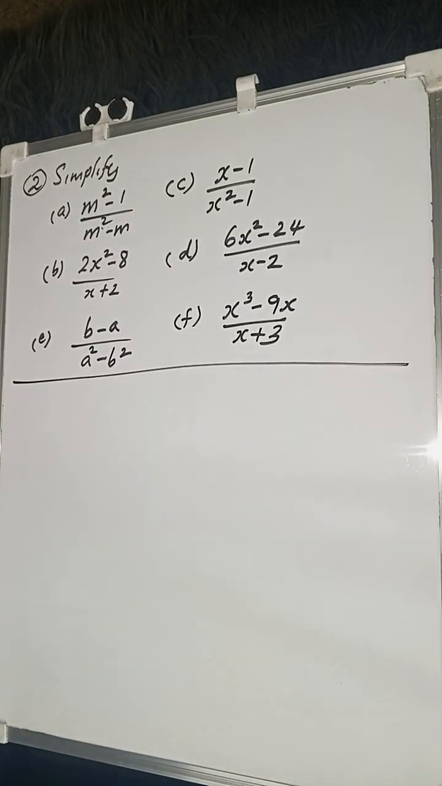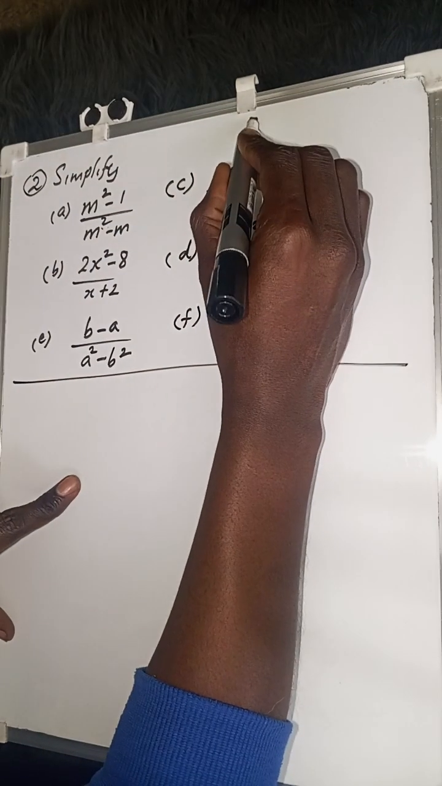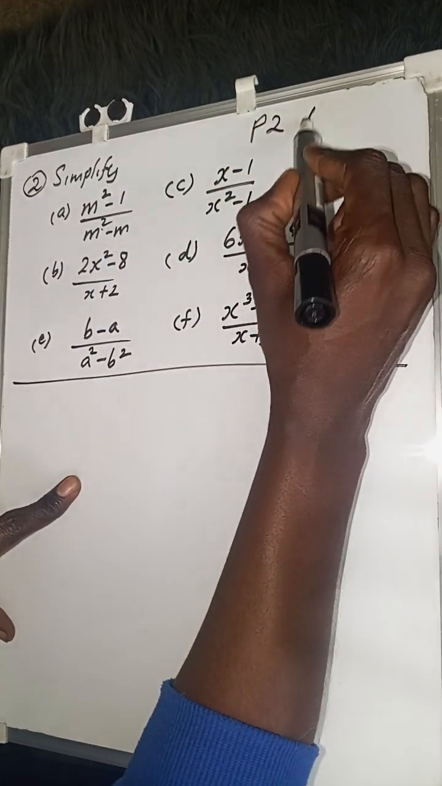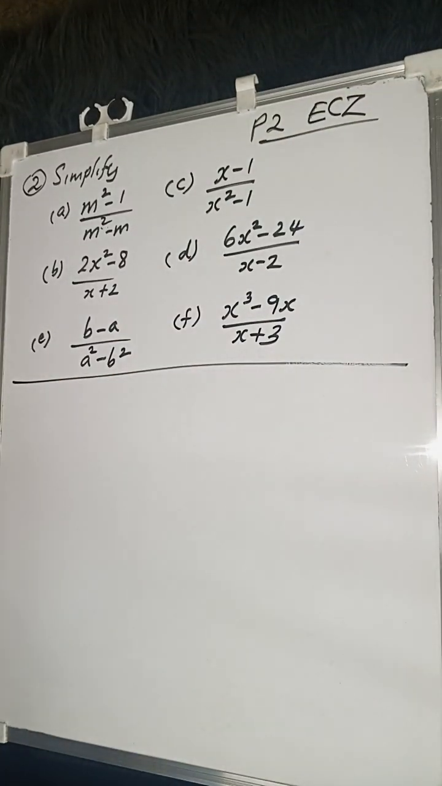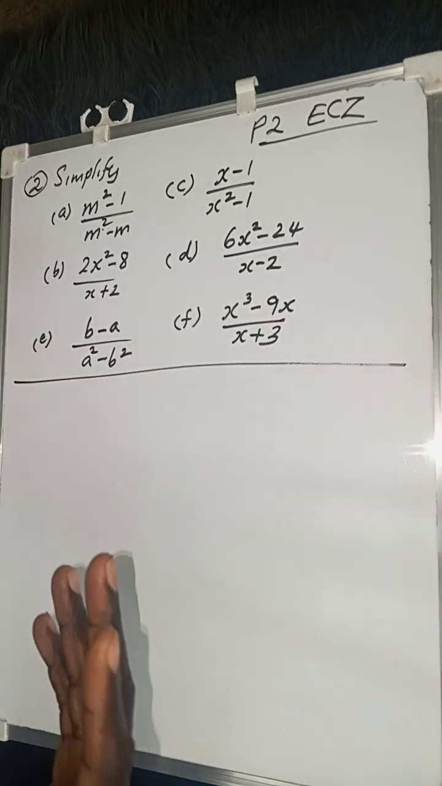Right, so let's continue again as we look at some more simplification concepts that are going to be coming in your Paper 2 Mathematics, that is ECZ. If you are writing in July, August, then you do well to go through such concepts because such concepts will come. Now, if you remember in my previous videos that I started under algebra, I did look at factorization.